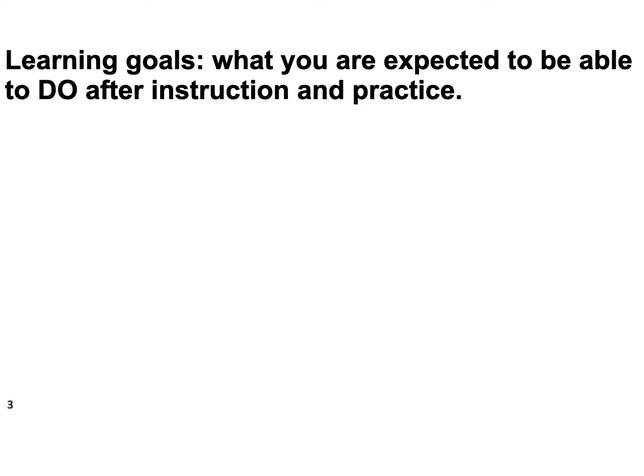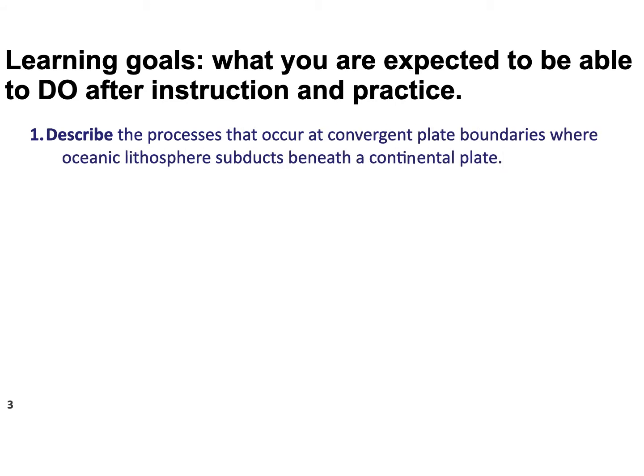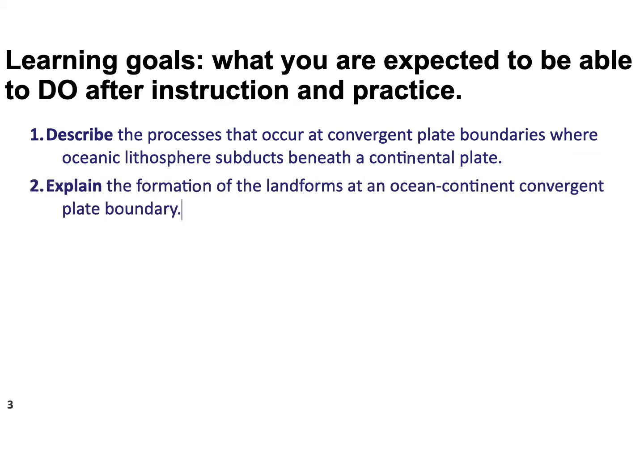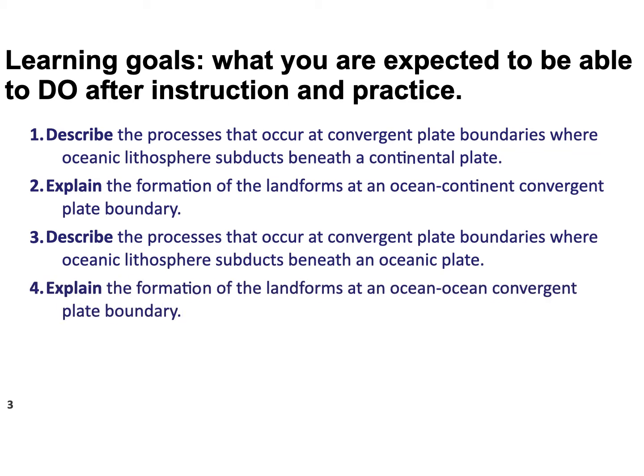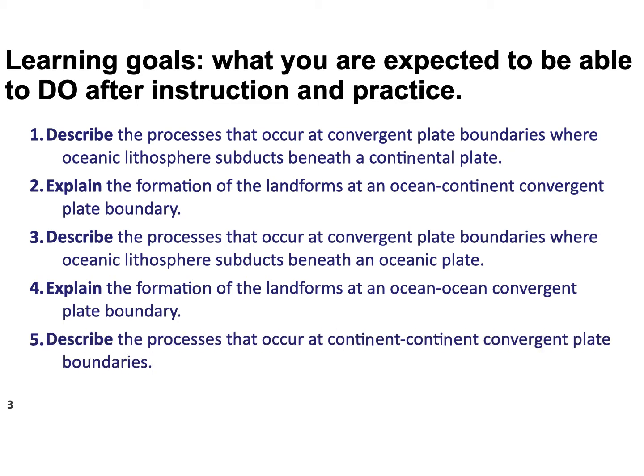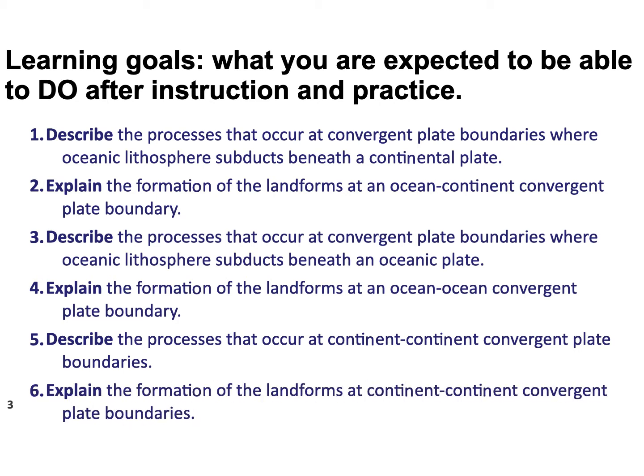Our learning goals for this part are: describe the processes that occur at convergent plate boundaries where oceanic lithosphere subducts beneath a continental plate. Explain the formation of the landforms at an ocean-continent convergent plate boundary. Describe the processes that occur at convergent plate boundaries where oceanic lithosphere subducts beneath an oceanic plate. Explain the formation of the landforms at an ocean-ocean convergent plate boundary. Describe the processes that occur at continent-continent convergent plate boundaries. And finally, explain the formation of landforms at continent-continent convergent plate boundaries.